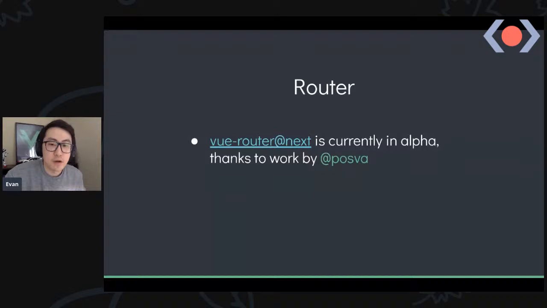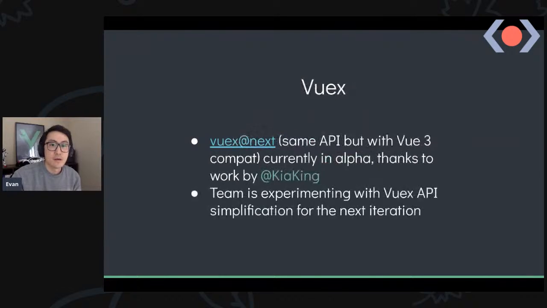Router is being worked on by Eduardo, aka Posva. Router Next is currently already in alpha, so if you look for vue-router@next on NPM, you should get a version that works with Vue 3. Similarly, Vuex Next is also in alpha, available on NPM already, thanks to Kia King. Vuex Next and Vue Router Next will not have significant API changes. They should be largely the same, because we're trying to retain backwards compatibility as much as possible.